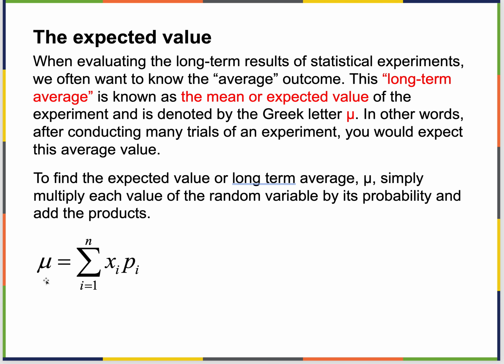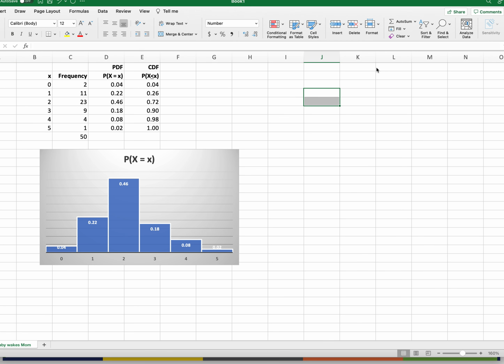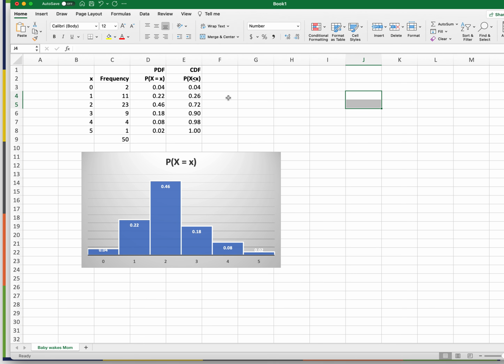And we're not going to distinguish that much now because I think we're creating our own probability distributions, even though it's based on a sample. How do we do this? So a men's soccer team plays 0, 1, 2 days a week. Well, before we even get to that, let's just try it on our data set here. So on this baby crying thing, baby's waking up mom. Let's say I want to find the mean.